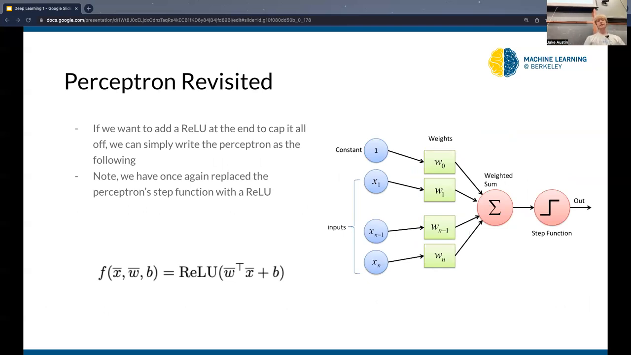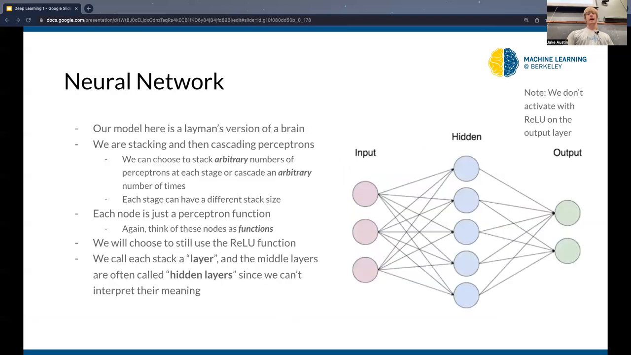So this is the effective formula for it after you've added the ReLU. This is the perceptron. This is our simplified model of what a neuron is doing. But your brain has a lot of neurons, and they're all stacked and all over the place. So we're just going to go absolutely nuts. We're going to stack and cascade arbitrary numbers of perceptrons.